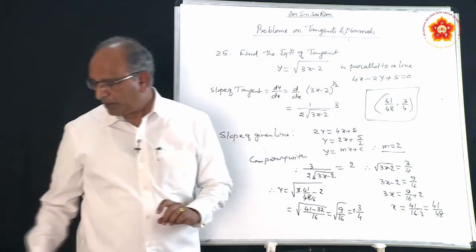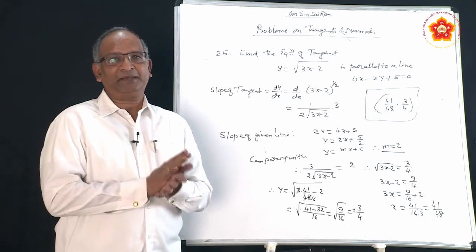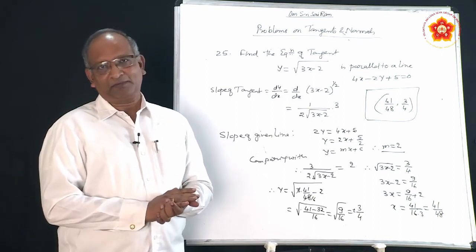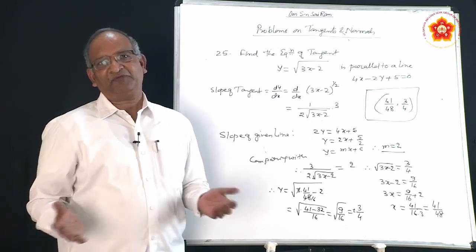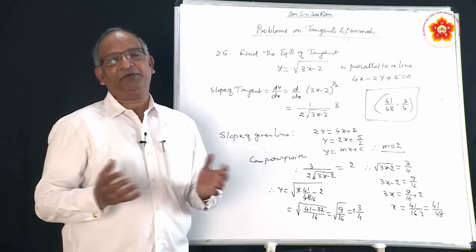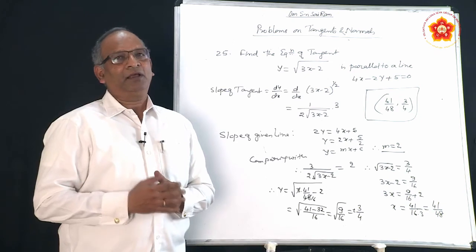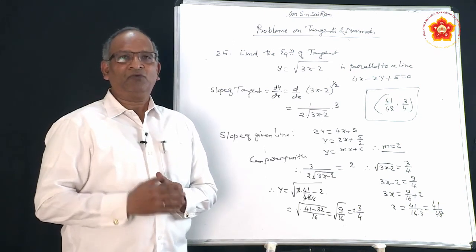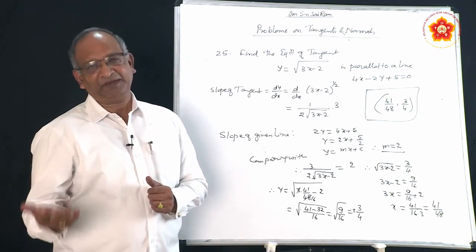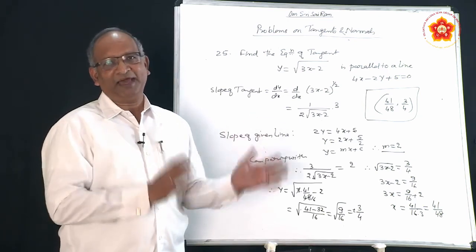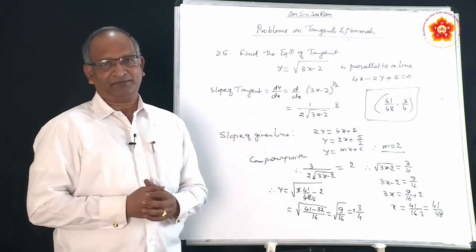This is how we solve the problems based upon tangents and normals. Problems are very, very simple. You just need to remember the equation of tangent and equation of normal. Find out the derivative. Find the value of the derivative at a given point. Substitute all the values, you get what you require.